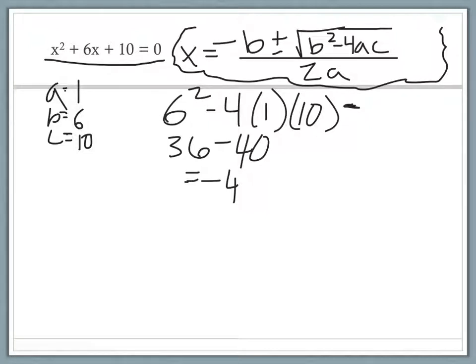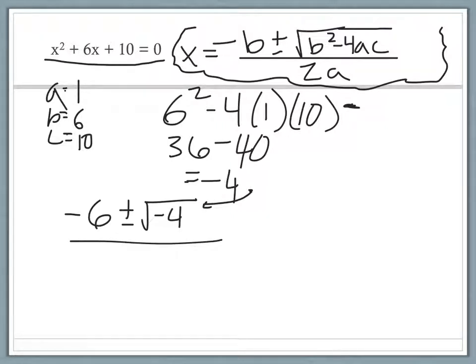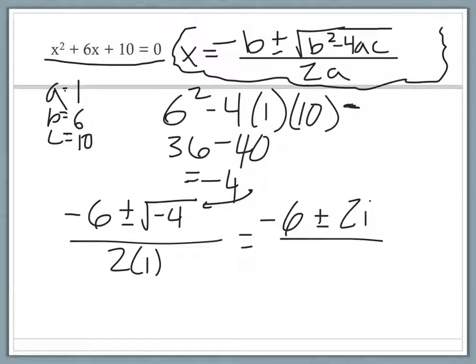Now I have the opposite of B, so negative 6 plus or minus the square root of negative 4, and we just plug this right into our quadratic formula, all over 2 times A, well, 2 times 1. Now let's clean this up. I have negative 6 plus or minus the square root of negative 4. Remember, the negative is going to become an i, and the square root of 4 is 2, so that is just 2i. All that's over 2 times 1, which is 2.